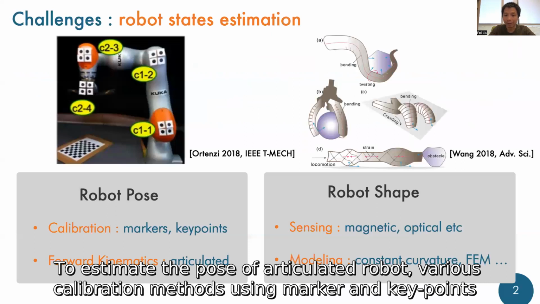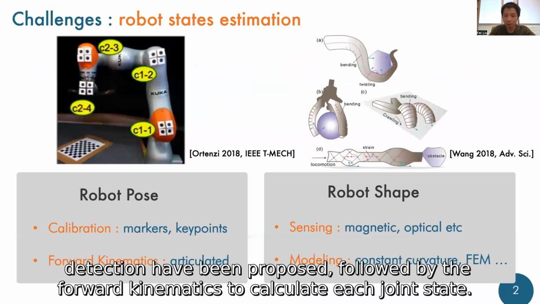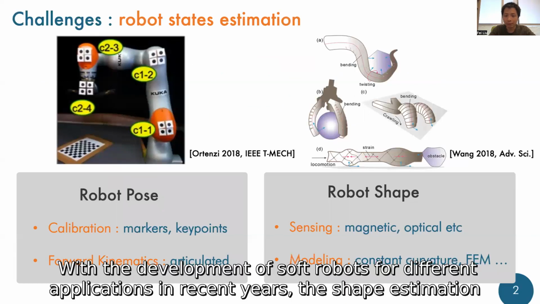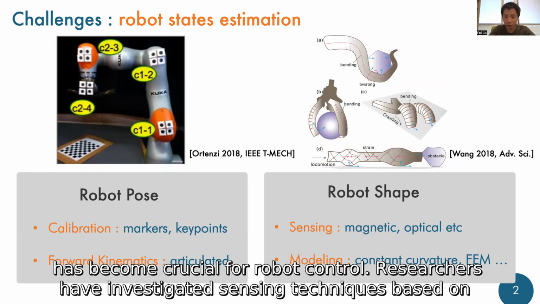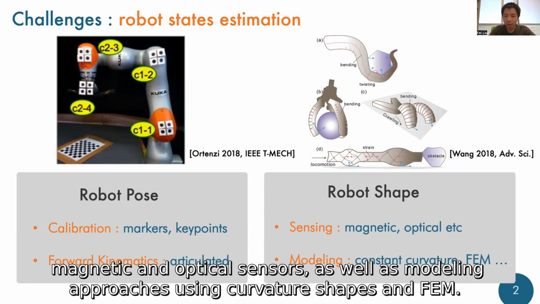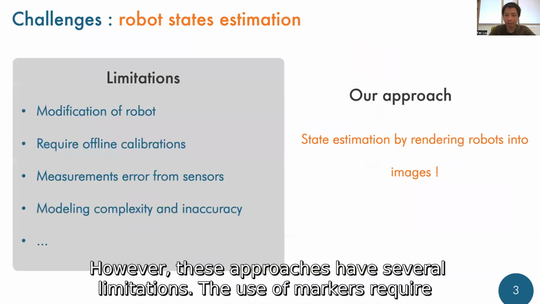To estimate the pose of articulated robots, various calibration methods using markers and keypoint detection have been proposed, followed by forward kinematics to calculate each joint state. With the development of soft robots for different applications in recent years, shape estimation has become crucial for robot control. Researchers have investigated sensing techniques based on magnetic and optical sensors, as well as modeling approaches using curvature shapes and FEM. However, these approaches have several limitations.